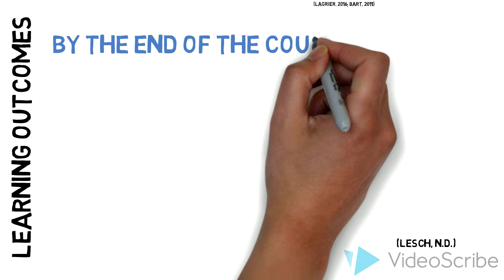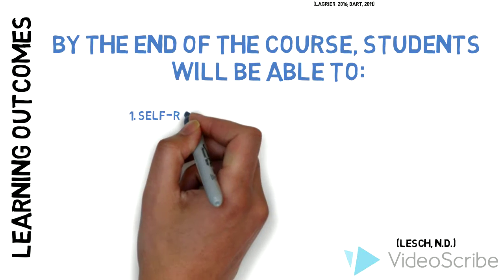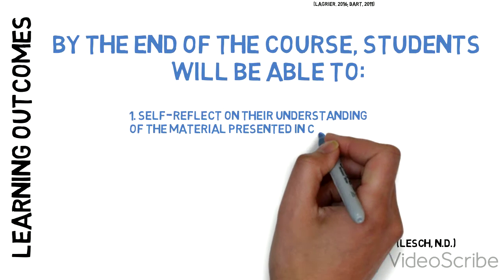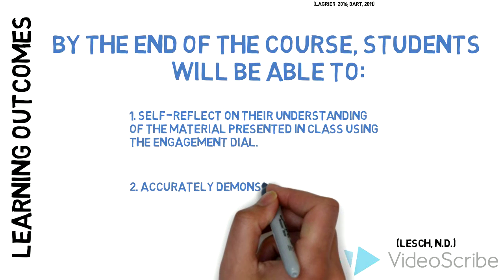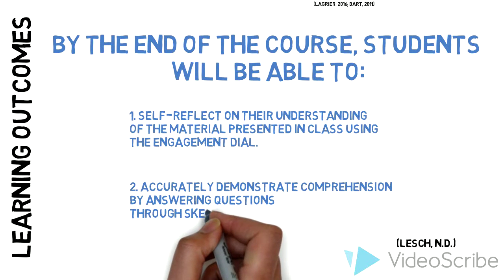Learning outcomes can be easily established through these two functions. By the end of the course, students utilizing the STEER app will be able to: 1. Self-reflect on their understanding and comprehension of the material presented in class utilizing the engagement dial, and 2. Accurately demonstrate comprehension by participating in multiple choice questions using the Sketch and Check feature.